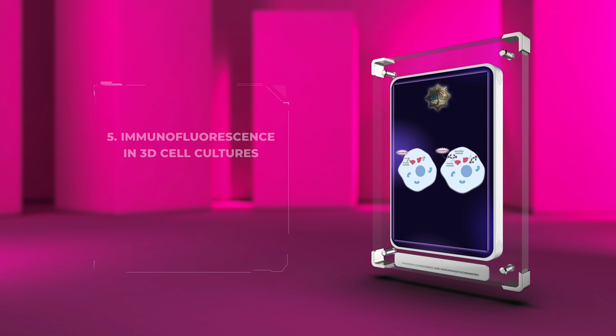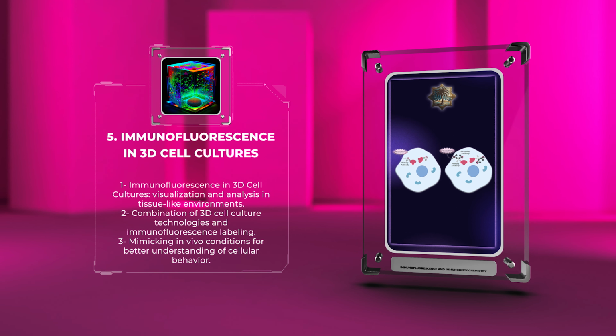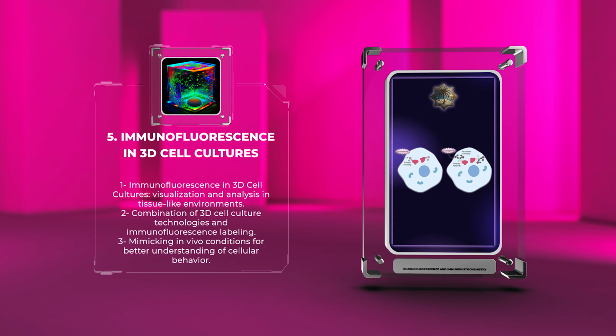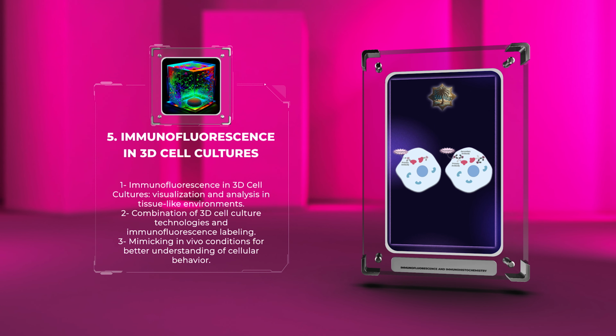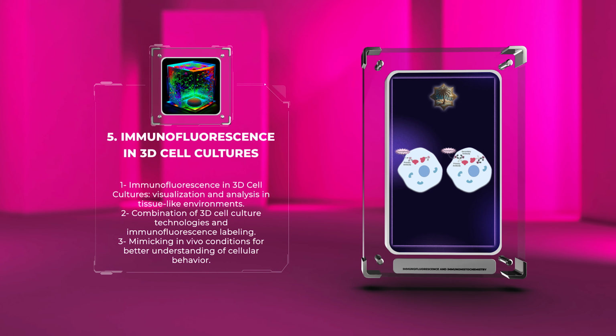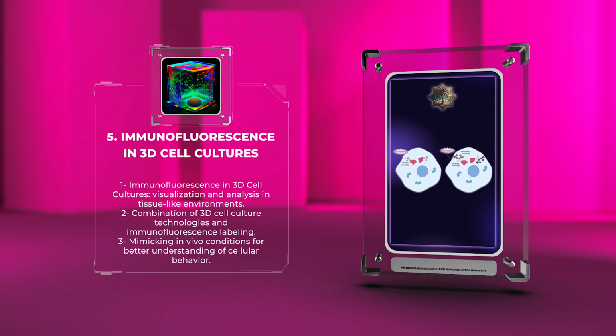Immunofluorescence in 3D cell cultures enables the visualization and analysis of cellular structures and protein expression patterns within three-dimensional tissue-like environments. By combining 3D cell culture technologies with immunofluorescence labeling, researchers can mimic in vivo conditions and more accurately understand cellular behavior. This technique is particularly useful in drug discovery, tissue engineering, and regenerative medicine, as it better represents cellular responses and interactions within a physiologically relevant context.